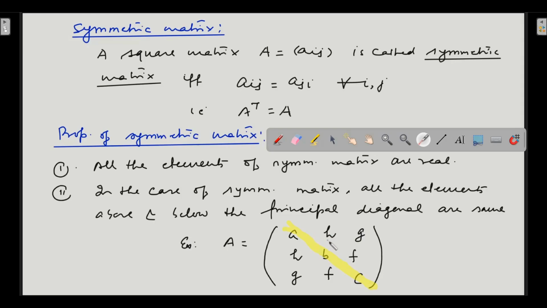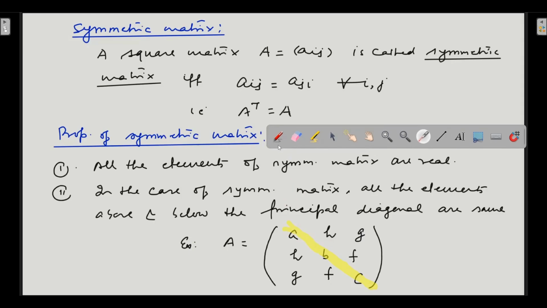This is the thing. Now over here there is a mistake: in case of all the elements, we should say all the corresponding elements, instead of all the elements. Make a correction while making the notes.